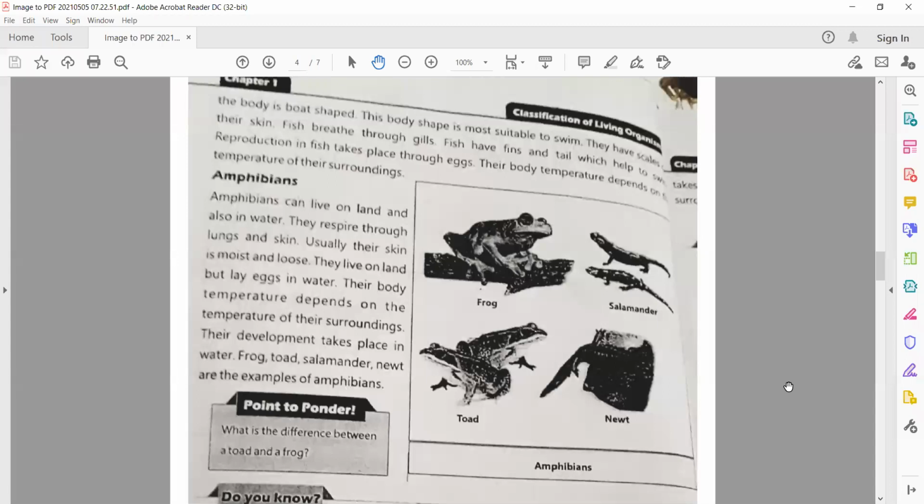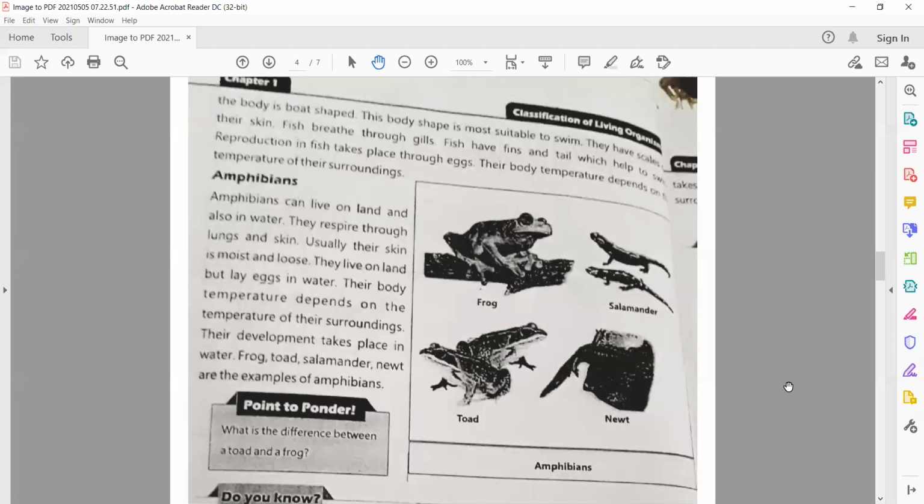Their skin is moist and slippery, and they can live on land and water. They breathe through their skin and lungs and lay eggs in water. Amphibians can live on land and also in water. They respire through lungs and skin. Respire जब पानी में रहते हैं तो through skin, and जब land पर रहते हैं तो through lungs. They can breathe. Okay. Usually their skin is moist and loose. Moist and slippery means slippery बहुत smooth skin होती है इनकी. ठीक है. They live on land but lay eggs in water.